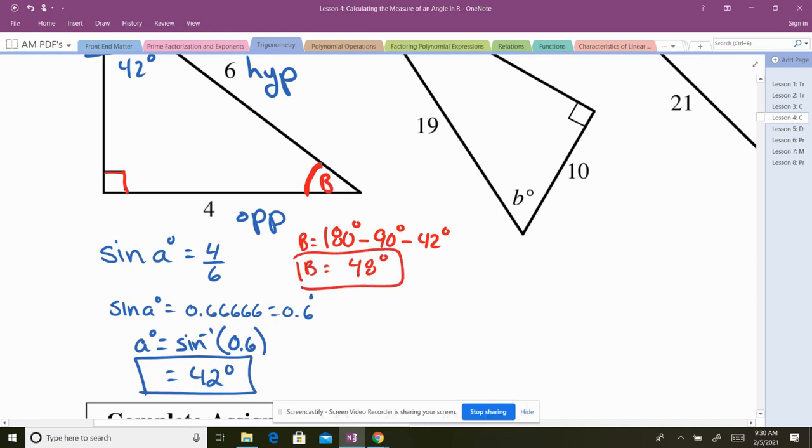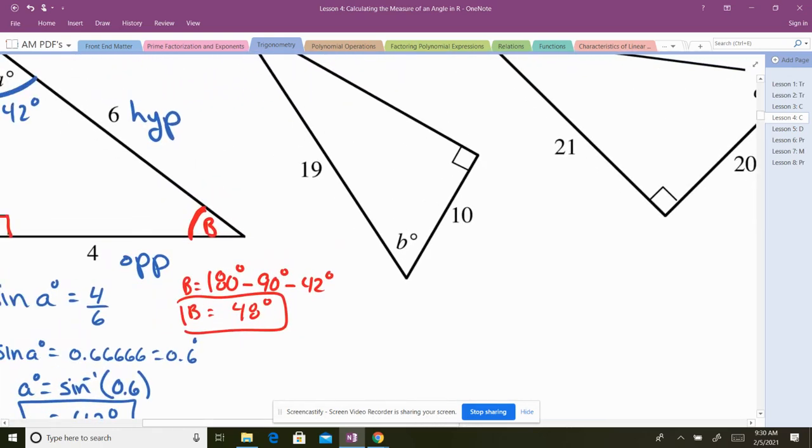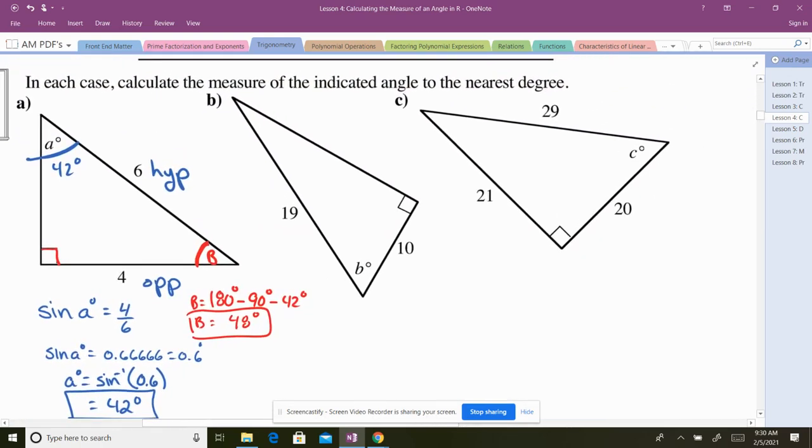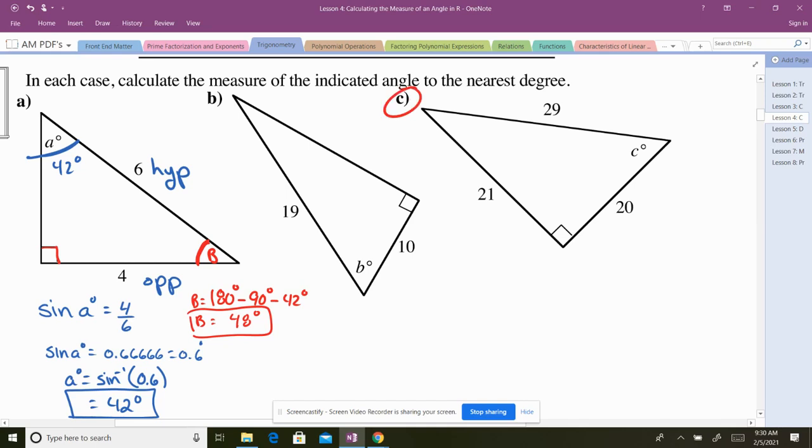So if you know two angles in a triangle, you can always calculate the other one just by going 180 minus those two angles, because every triangle adds to 180 degrees. Okay, let's do C. We don't need to do B.